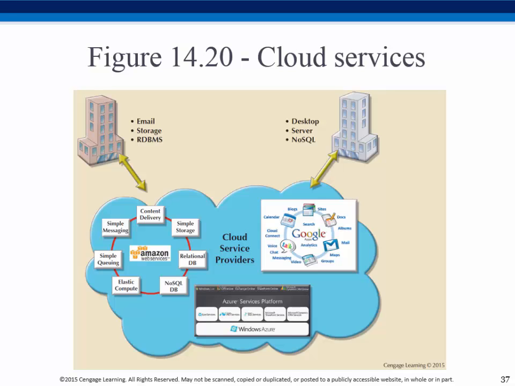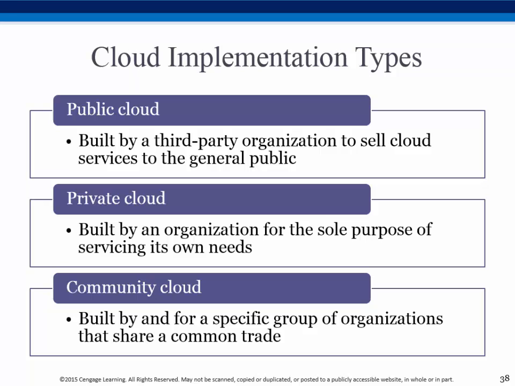This is just a representation of cloud services on the web. Alright, so you have several implementation types. You have public cloud. This type of cloud infrastructure is built by a third-party organization to sell cloud services to the general public. The public cloud is the most common type of cloud implementation. It includes Amazon Web Services, Google App Engine, and Microsoft Azure.